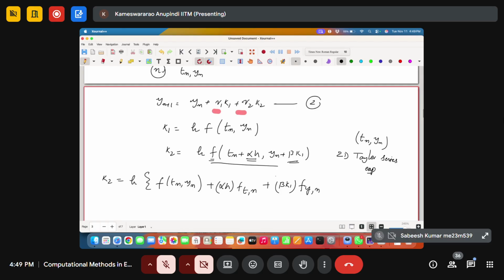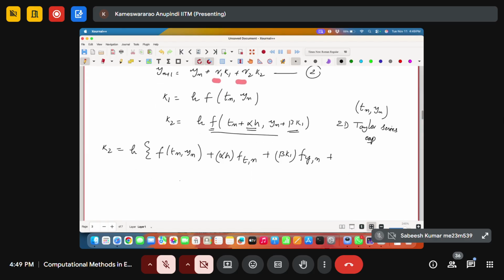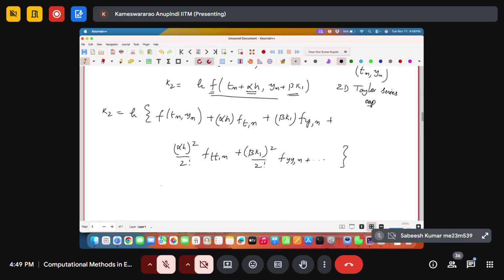I have to take this derivative with respect to n, and then we may have second order terms, which are alpha h square by 2 factorial f_tt comma n plus beta k1 square by 2 factorial f_yy comma n plus and so on. Okay, that is what we have. That means if I write this, this is going to be h times f. Okay, so this is what we have.